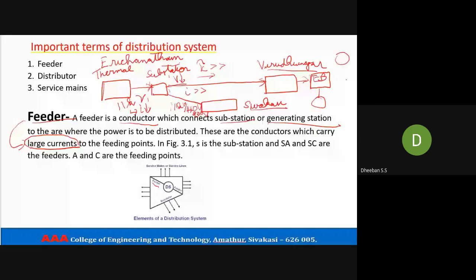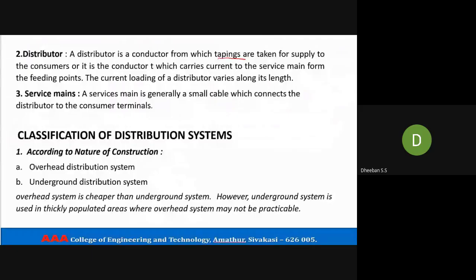These households will be powered through your distributor. The wire used for carrying power from your EB to your households is nothing but your distributor. So this part contributes to your feeder, and this part, through the distributor, is where it is possible to take your tappings. That's what our EB will be doing.